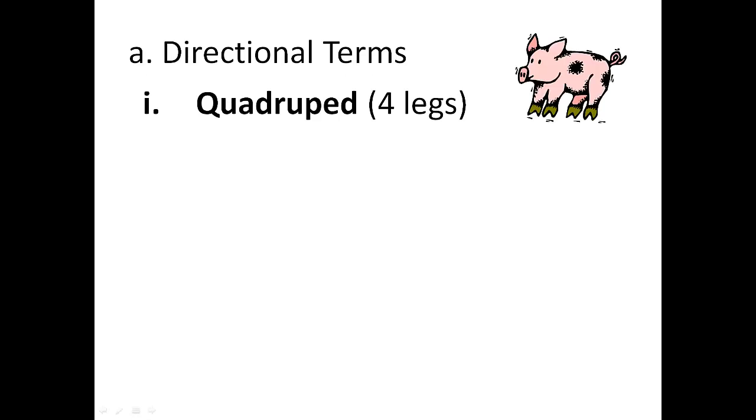The last part of this video today is describing animals. And when we do dissections, we're going to use these words a lot, and so you really need to know what they mean. First, if something is a quadruped, it has 4 legs.